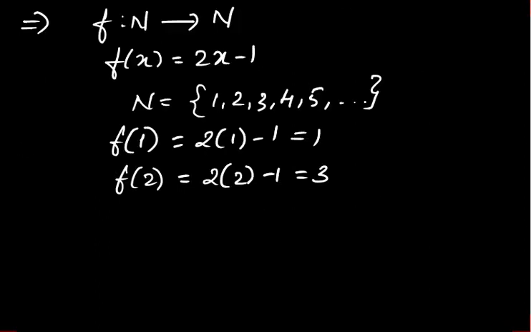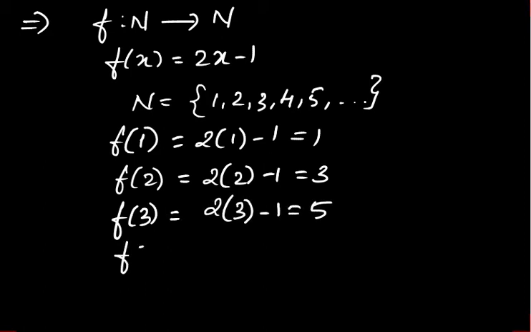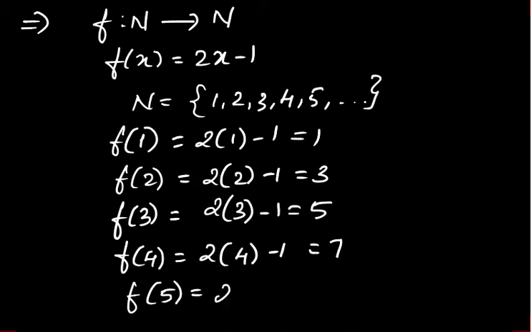So similarly we will find f of 3. F of 3 is equal to 2 into 3 minus 1, 5. F of 4 is equal to 2 into 4 minus 1, 7. So f of 5 is equal to 2 into 5 minus 1. So this will go on continuously because it has just been given natural numbers and it has no constraint. So we will stop at 5 values.